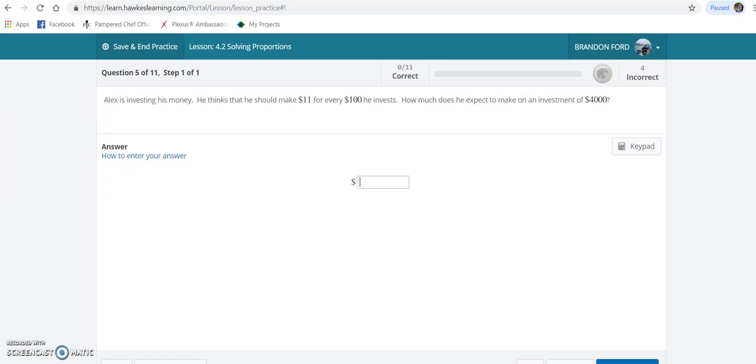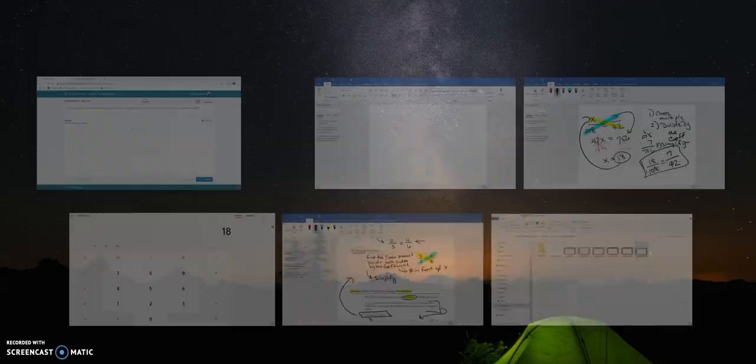Okay, so let's just think about this for a second. We think we should make 11 and invest 100. Well, what do we not know? What we don't know is how much we expect to make, right? So we know 100 should go with the 4,000 and 11 should go with what we're supposed to make, which we don't know, right? So that's what our unknown is going to be.